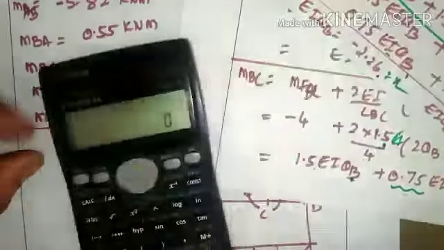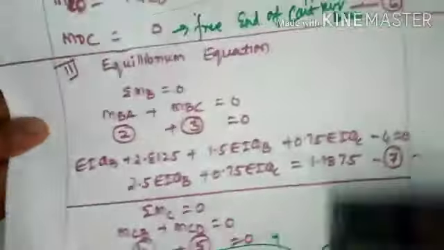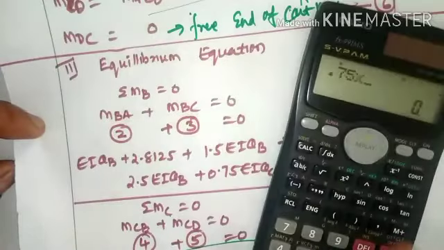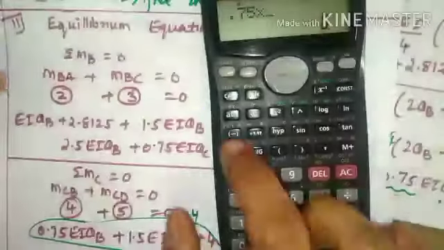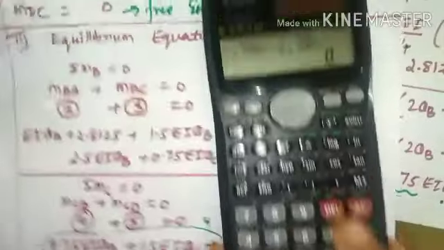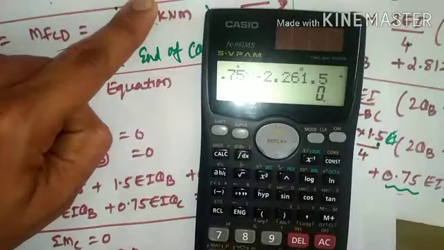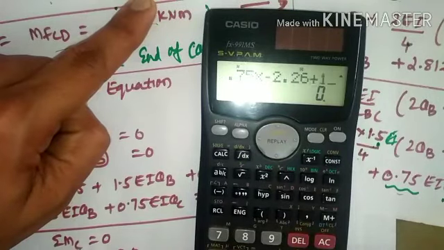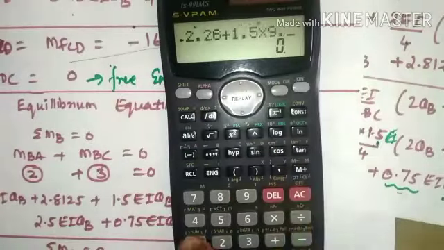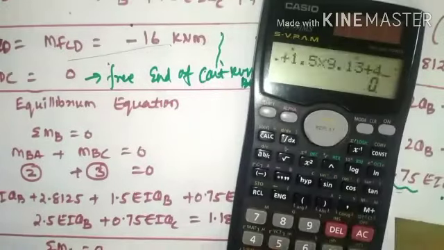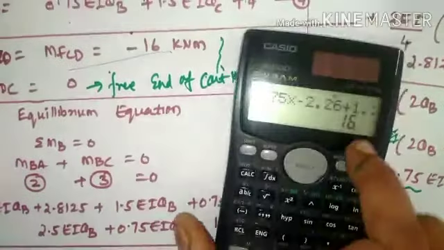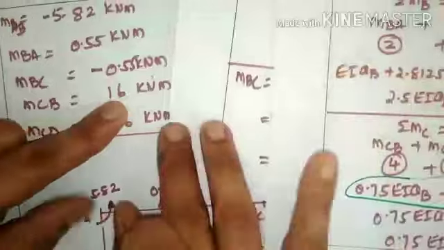Next is MCB. If you consider MCB's equation, it is 0.75 into, minus 2.26, which is the first equation, then plus 1.5 EI theta C, where the value is 9.13 into 9.13 plus 4, and the value will come as 16. So this is the value of 16.